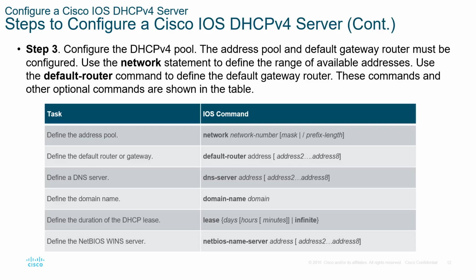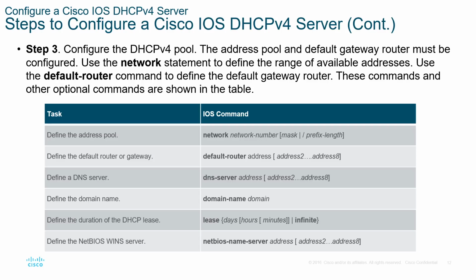In the third step, we configure the DHCPv4 pool. The address pool and default gateway router must be configured. Now that we have a bucket of addresses that our server can work with and give to clients, it is just a matter of specifying the options. Of course, we want our DHCPv4 server to be able to give the default gateway address to the clients. We want it to be able to give the DNS server address if necessary. So we can specify many options while configuring our DHCPv4 server.